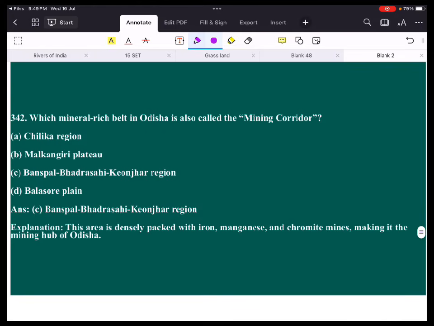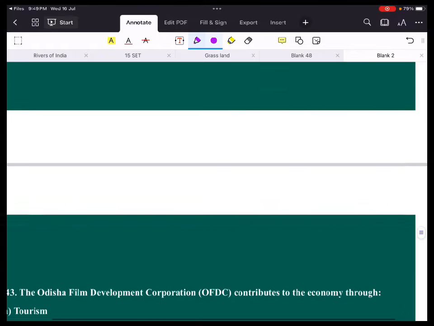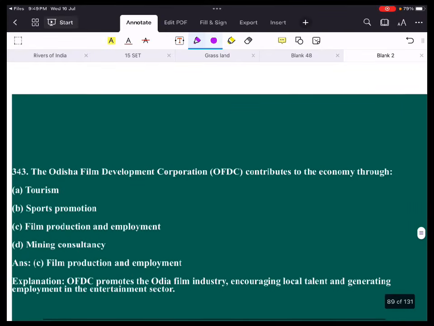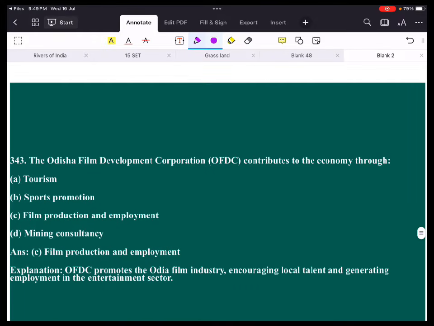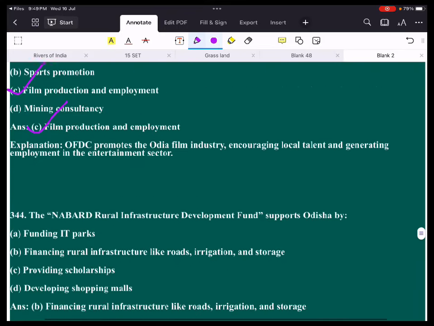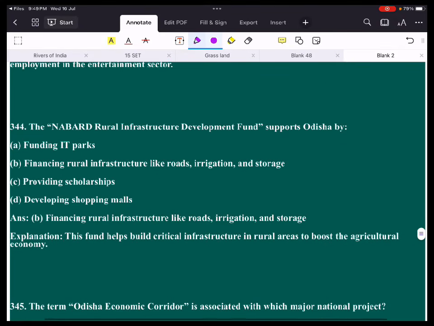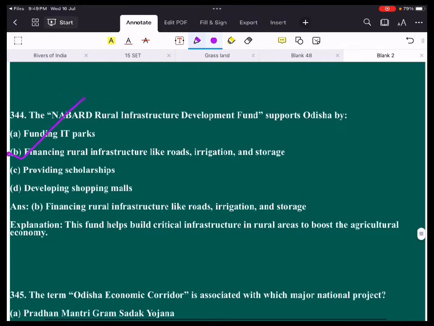Which mineral-rich belt in Odisha is also called the mining corridor? That is Bansapani, Badbil, Keonjhar region, option C. The Odisha Film Development Corporation contributes to the economy through film production and employment, option C. The NABARD Rural Infrastructure Development Fund supports Odisha by financing rural infrastructure like roads, irrigation and storage, option B.